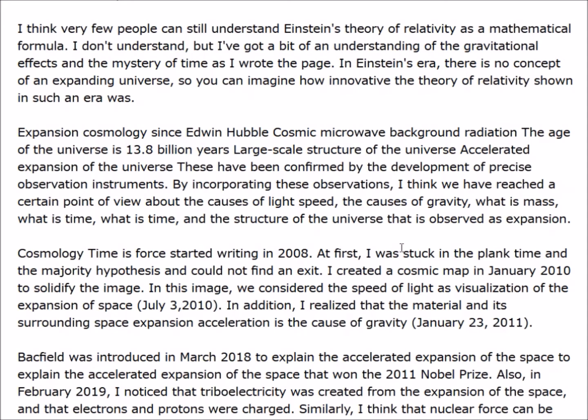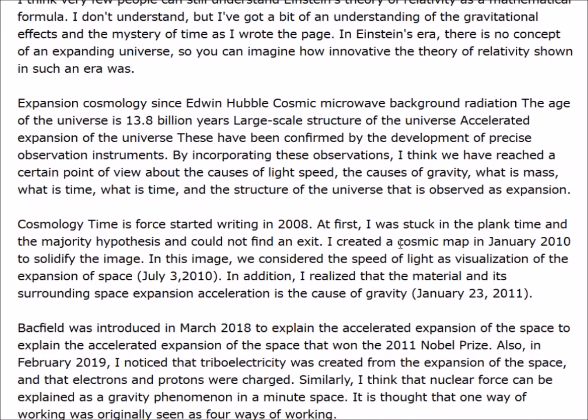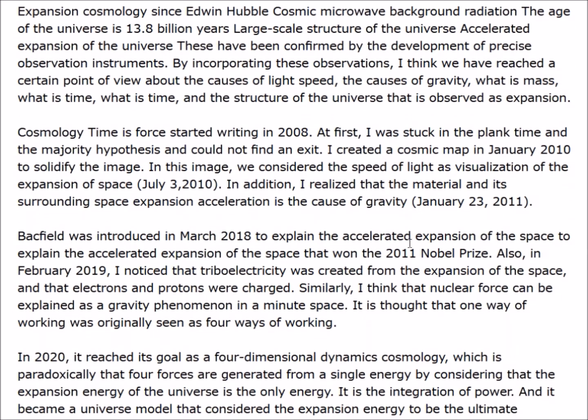By incorporating these observations, I think we have reached a certain point of view about the causes of light speed, the causes of gravity, what mass is, what time is, and the structure of the universe that is observed as expansion. Cosmology: Time is Force started being written in 2008.